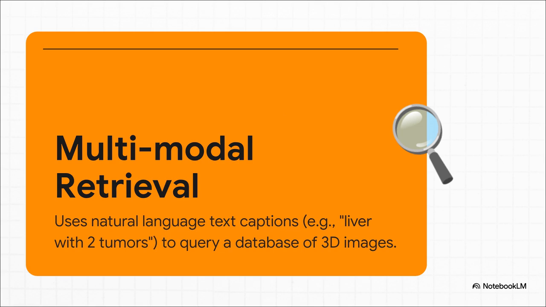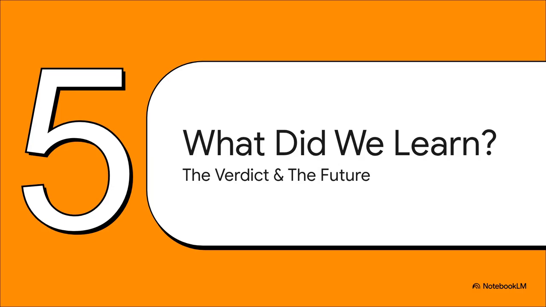And finally, we have the most futuristic approach of all, multimodal retrieval. This is where a doctor can literally just type a question in plain English, like, "Show me a liver with 2 tumors." The AI has to be smart enough to understand the text and then go find the 3D images that actually match that description. Pretty amazing.